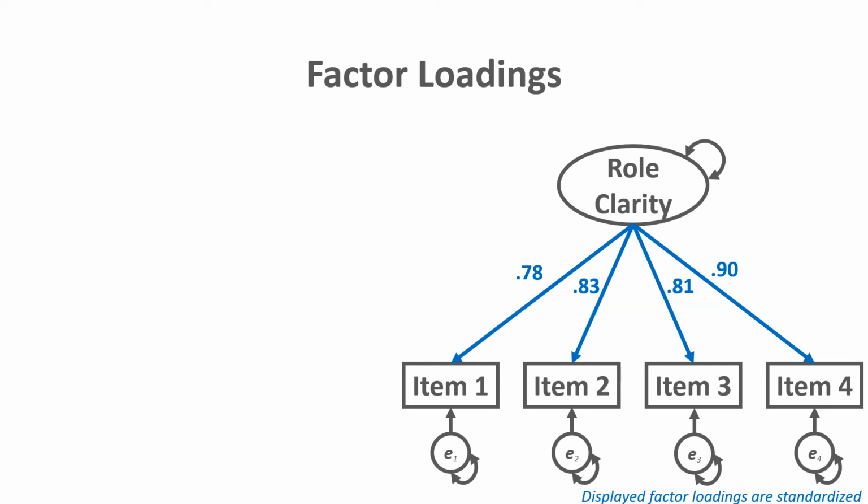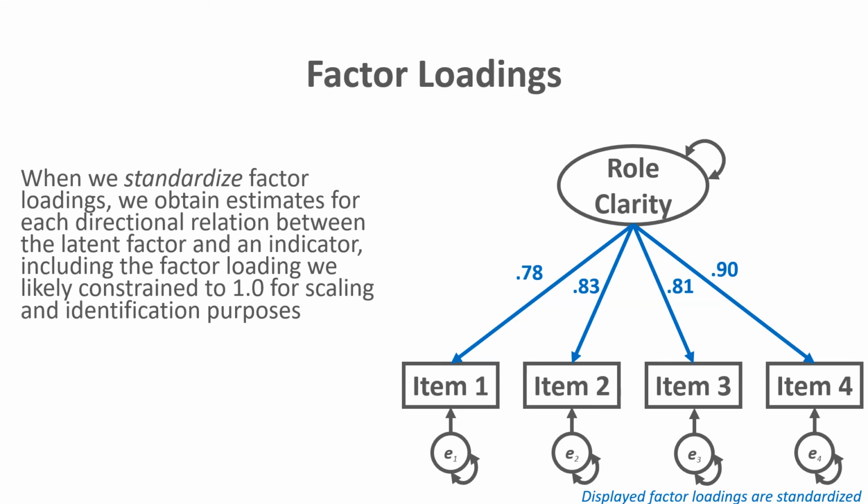So here's our old friend, the role clarity one-factor CFA model that we've been working with. And you can see here with the blue unidirectional arrows, we have standardized factor loadings: 0.78, 0.83, 0.81, 0.90. So how do you interpret those and what do they mean?